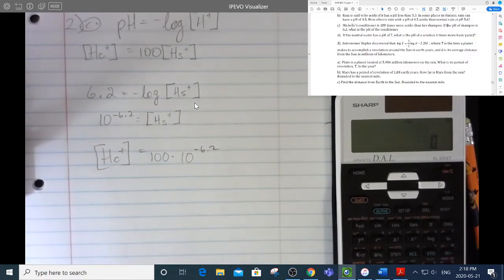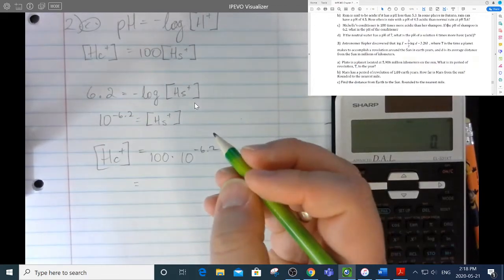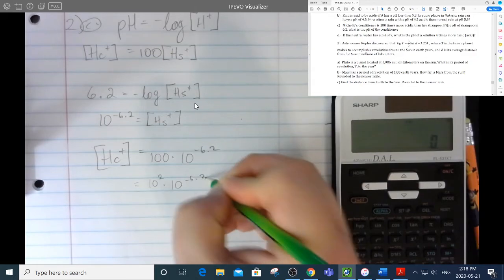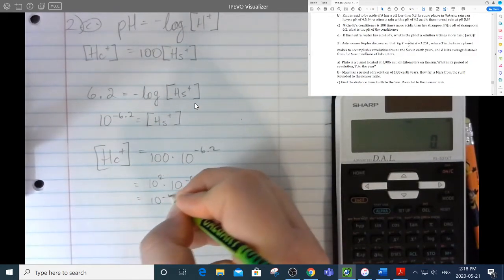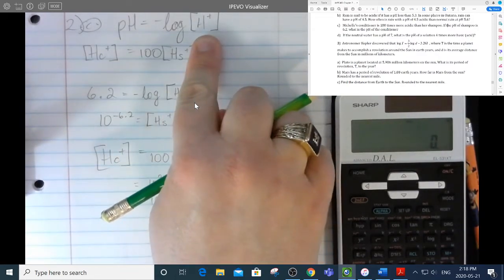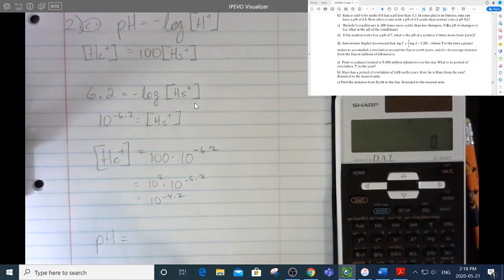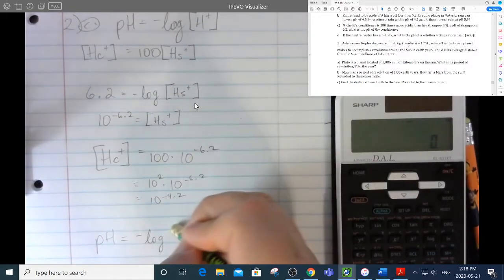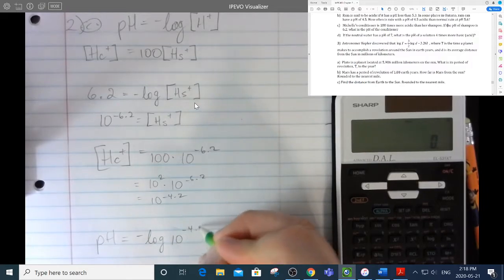Okay, and again, I can use my exponential laws here to make my calculation a little easier. That's basically 10 to the 2 times 10 to the negative 6.2. I can add those exponents, and that's 10 to the negative 4.2. And now that concentration can go into the formula to find the pH. So the pH is going to equal the negative log of the concentration. Why don't I just plug it in there? I don't need to rewrite the formula. Of 10 to the negative 4.2.